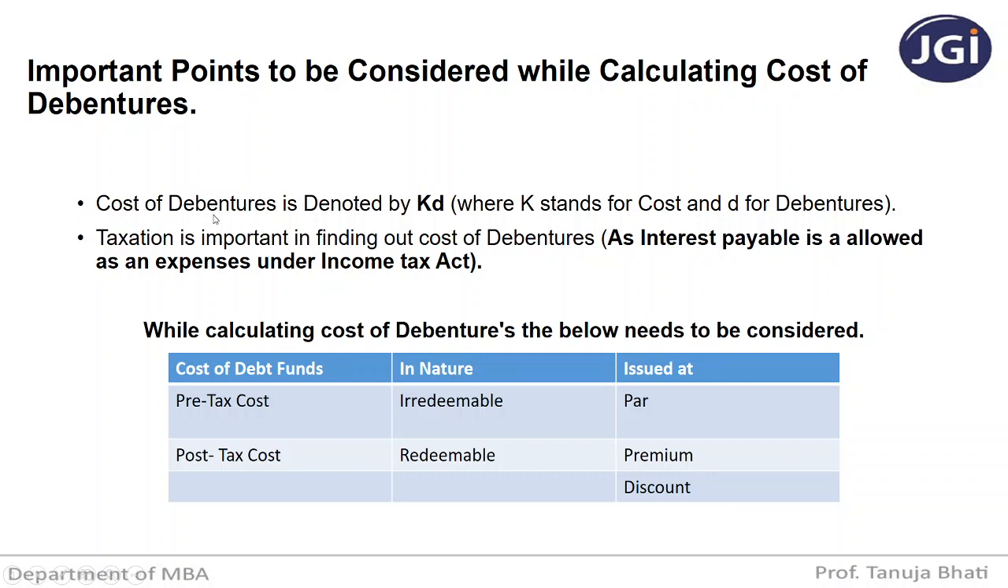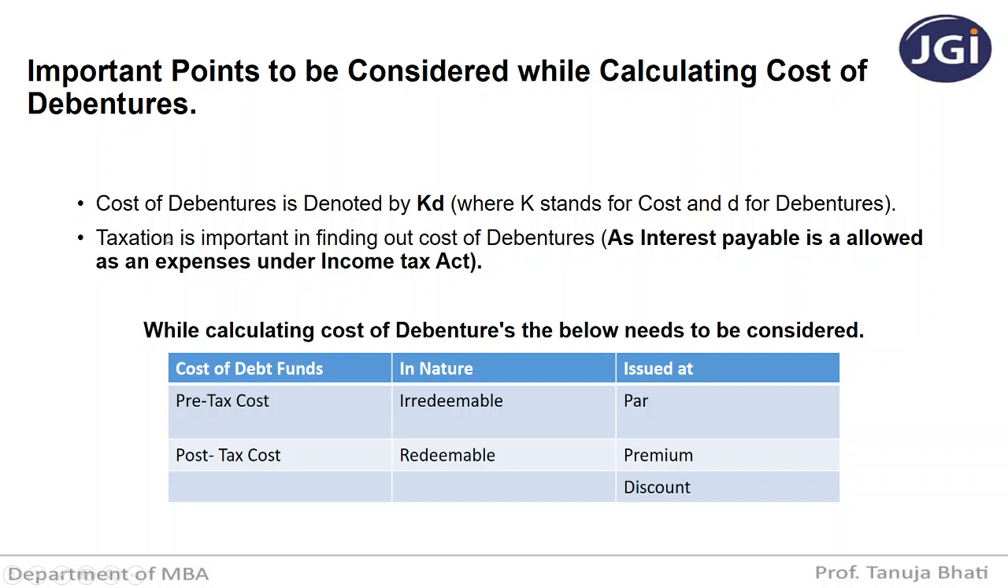First one, cost of debenture is always denoted by KD, where K stands for the cost and D stands for debentures. So whenever we are going to solve problems on cost of debentures, we are always going to denote it by KD. So K stands for cost and we are calculating cost of debentures. So D stands for debentures.